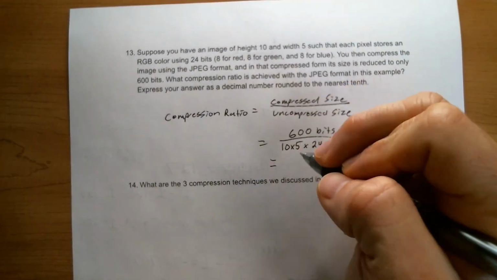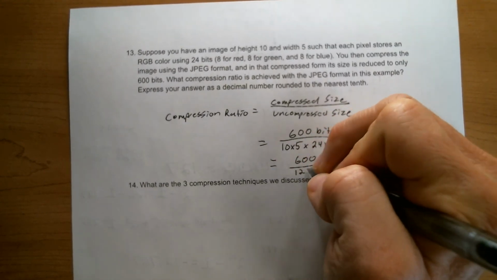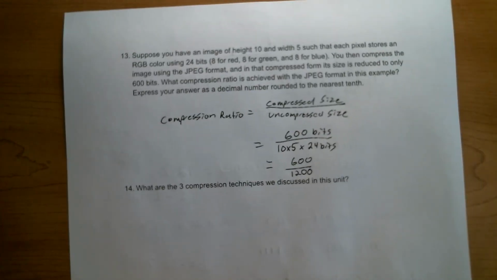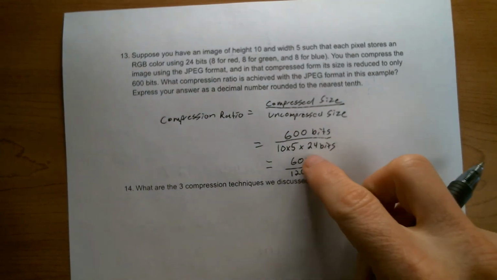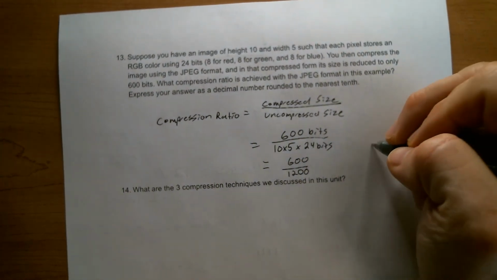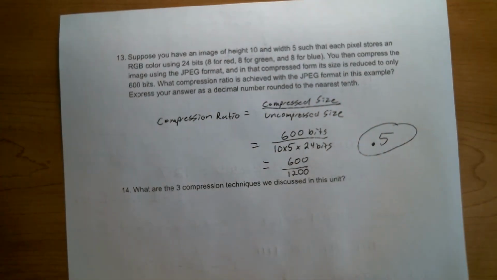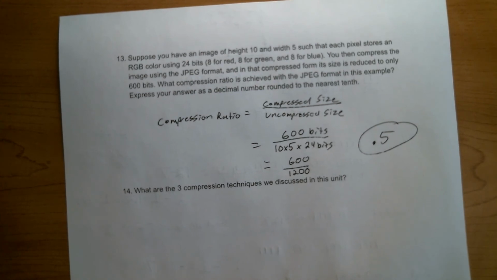is 1200. So our compression ratio is 600 over 1200, or put another way, just 0.5. All right, so we don't have to round it there. It's already rounded for us. So basically, we cut the size in half.